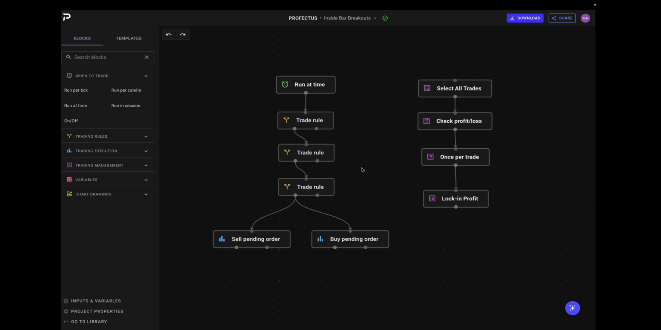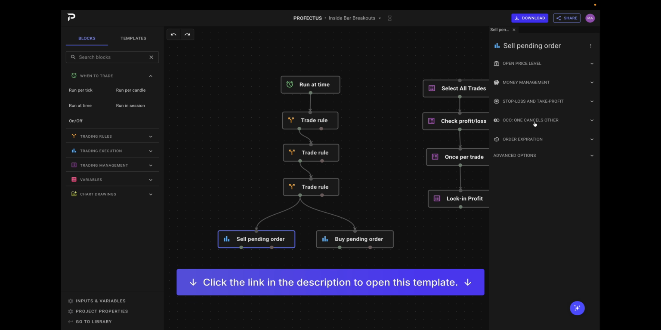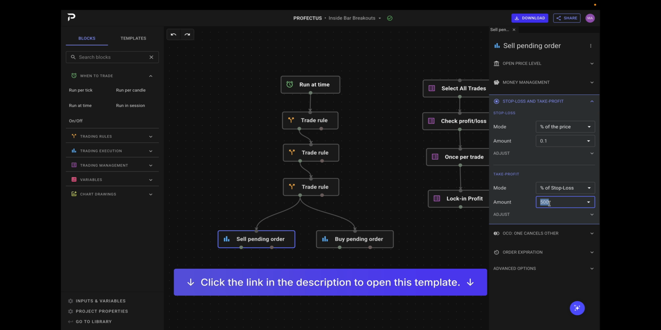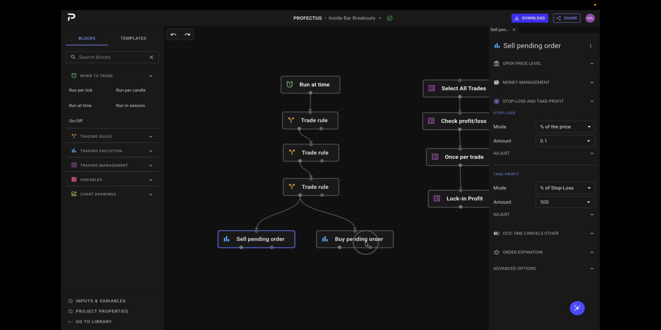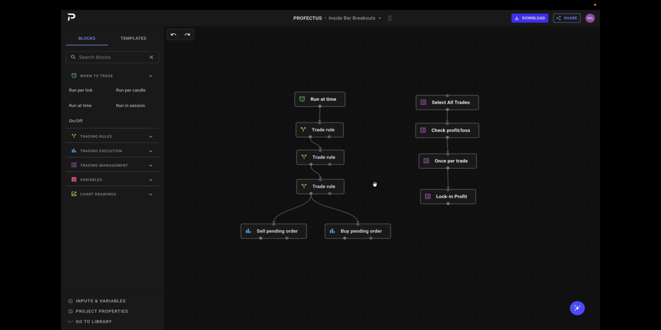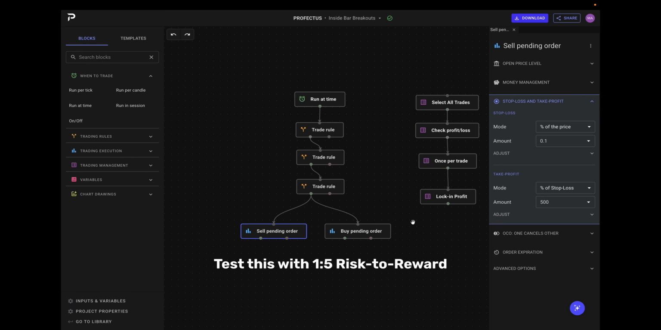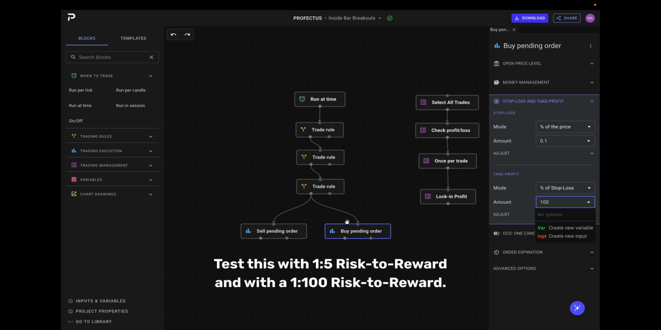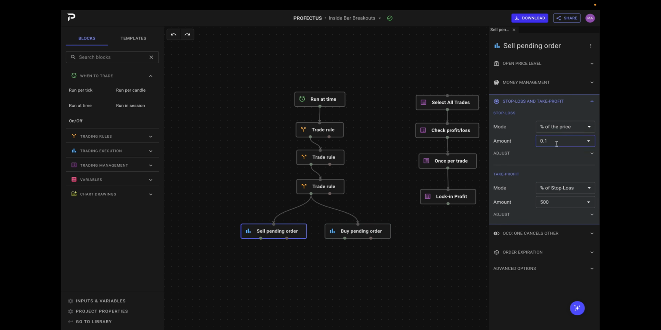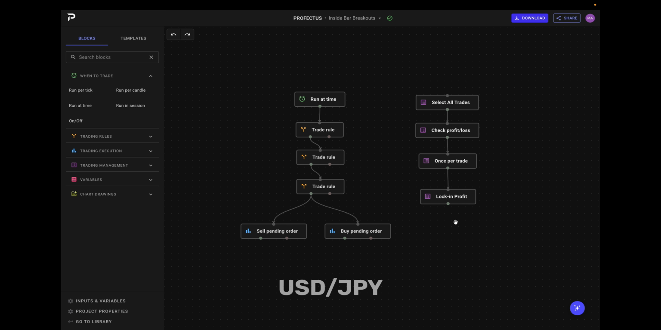So what I want you to do is to download this in the description below. I want you to test a 1-to-1 and a 1-to-500 with both of the targets. And then you have two homework assignments right now that you can test this strategy with a 1-to-5 risk to reward, which is this set right now. And then you also get it with a 1-to-100 risk to reward and test that. Do it on $yen. That's a nice start.